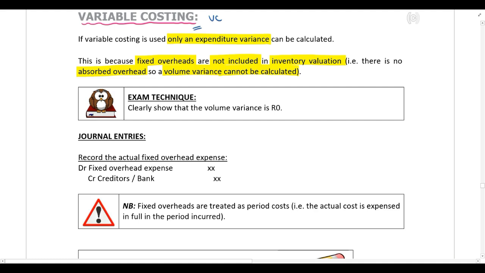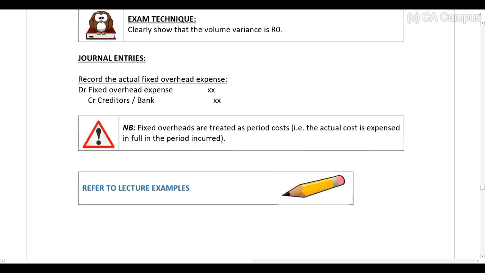Instead, what happens to your fixed overheads? They are expensed in full in the period incurred, and you can see that with the journal entries. Fixed overheads are treated as period costs when we use variable costing, and the actual cost is not included in the value of inventory, but instead expensed in full in the period incurred. So you just debit the fixed overhead expense and you credit creditors or bank.